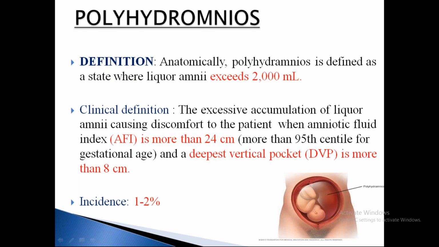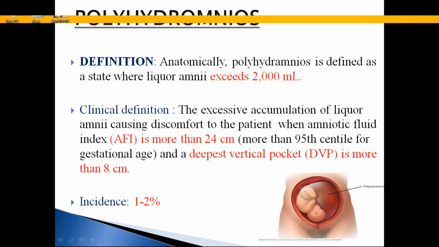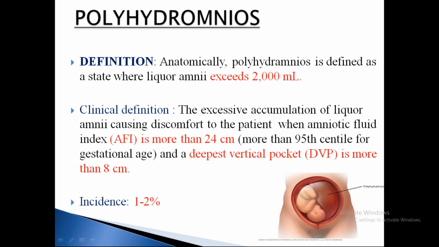There is also a clinical definition, where the excess amount of liquor amnii causes discomfort to the patient and the amniotic fluid index is more than 24 centimeters, or single deepest pocket is more than 8 centimeters. For the 4 quadrants, we will take the umbilicus as a midpoint. We will draw a line at the level of the umbilicus horizontally and vertically from the xiphisternum to the symphysis pubis. So it will divide into 4 quadrants. When you sum up the amniotic fluid volume in the 4 quadrants, that gives the amniotic fluid index. If it is more than 24 and the deepest vertical pocket is more than 8 centimeters, we will call it polyhydramnios. The incidence is only 1 to 2%.